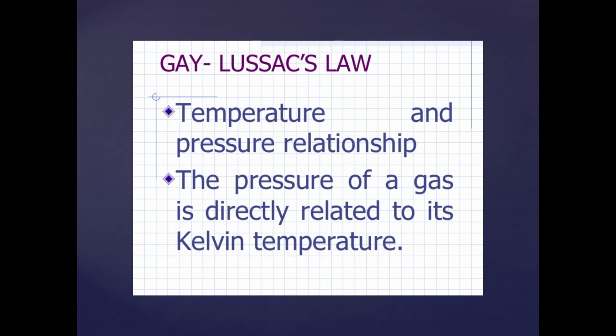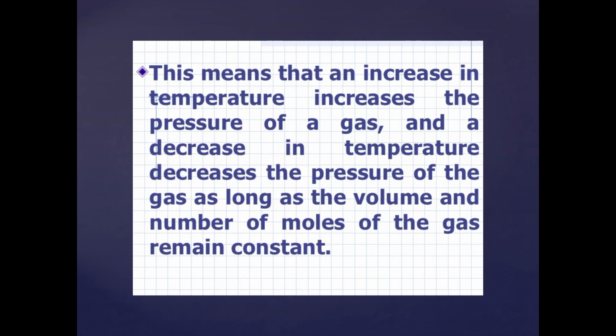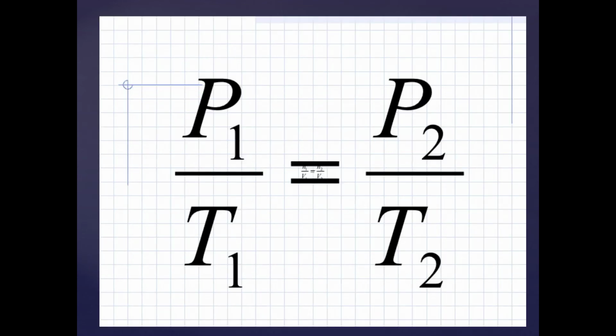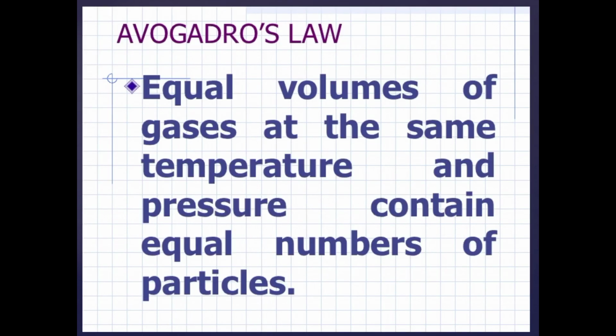Next one is Gay-Lussac's law. Gay-Lussac's law is a temperature and pressure relationship law. Here temperature and pressure are directly proportional. That is, if temperature increases, the pressure also increases. If pressure increases, the temperature also increases. Its equation is P1 by T1 is equal to P2 by T2.